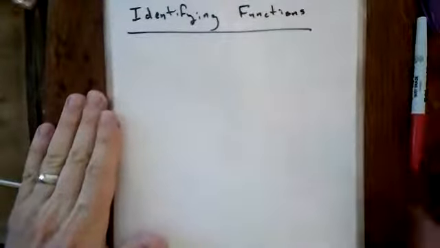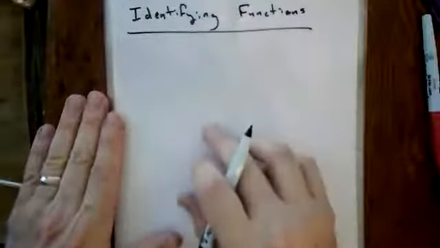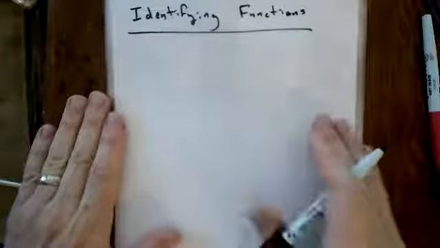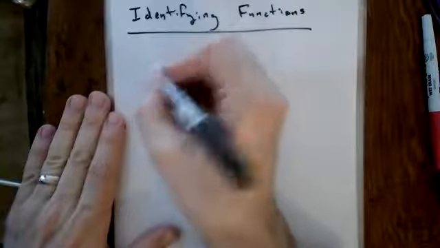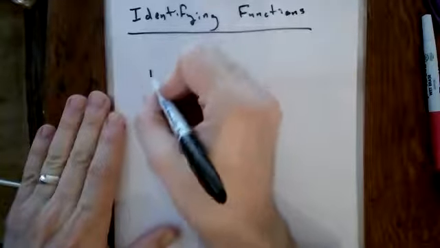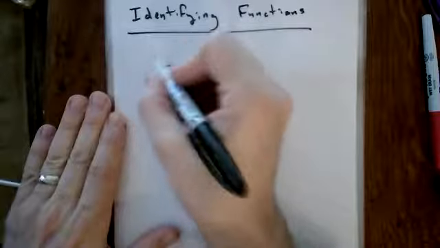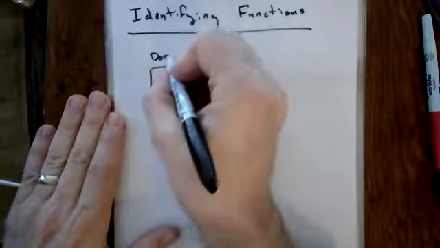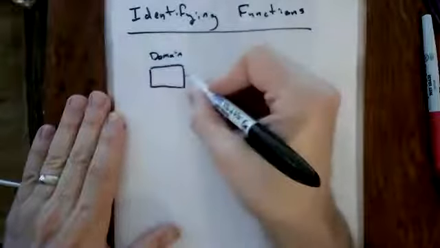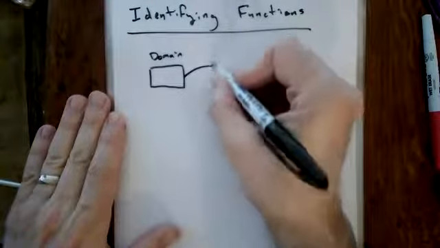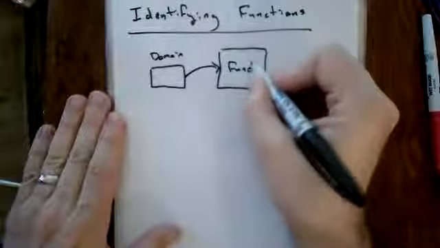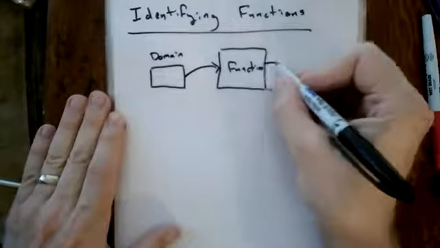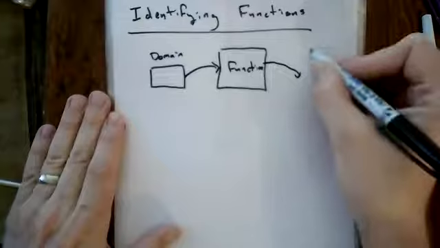All functions are relations, but not all relations are functions. Any relationship usually has what we think of as an input, or a domain. You put something into a function, and it gives you an output, which is your range.